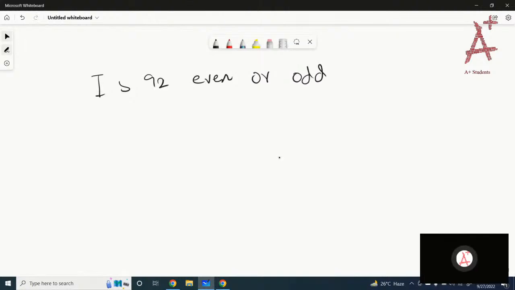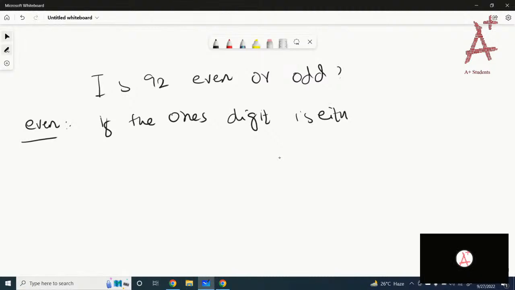You can note down these very important things in your notebook. Make sure you have a notebook and pencil when you're doing maths. So you can check the ones digit. Let me write down the definition of the even numbers. You can note it down. If the ones digit is either 0, 2, 4, 6, and 8, the number is even. Got it?